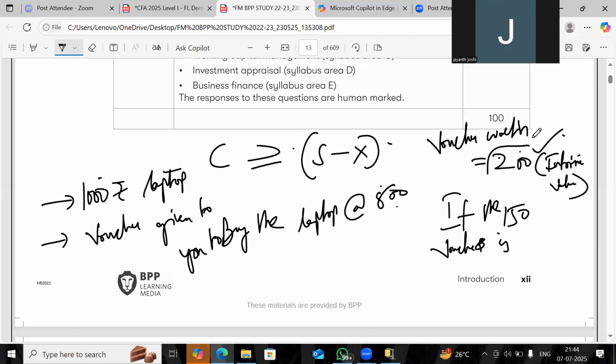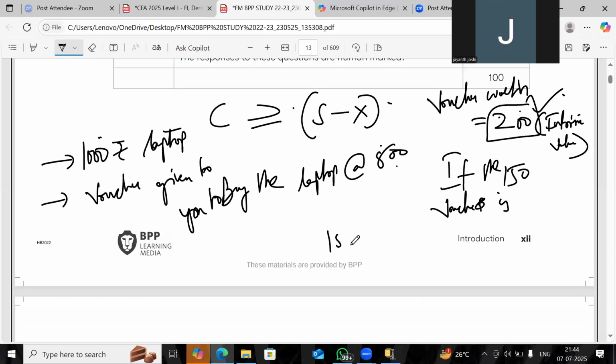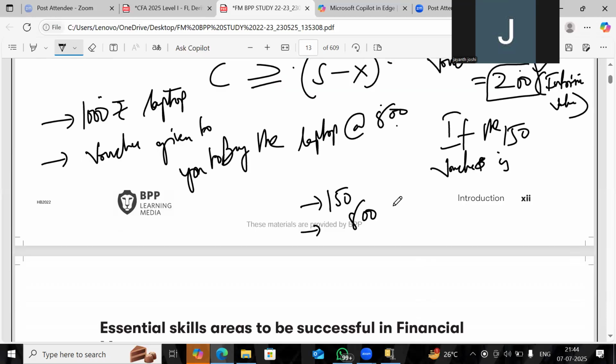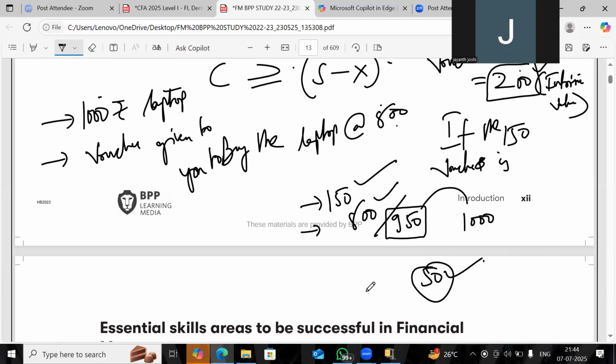Now let's say the voucher is selling for 150, that is, less than the intrinsic value. What will happen? You will buy the voucher at 150, and use this voucher to buy the laptop for 800. The total expenditure for you is how much? 950. You buy the laptop for 950 in total, and sell the laptop in the market for how much? 1,000. So you're getting a gain of how much? 50. That is arbitrage profit for you.